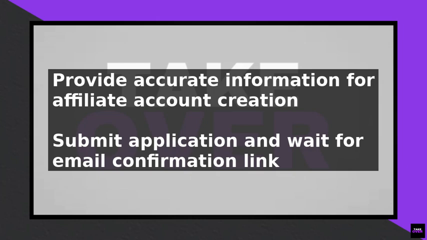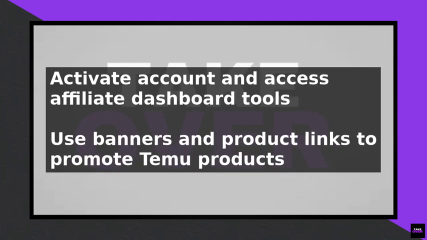Click on this link to activate your account and log in to the affiliate dashboard. Here, you will find a range of tools and resources to help you promote Temu products, including banners, product links, and tracking codes. To start promoting Temu products, browse the product catalog and select the products you want to promote.